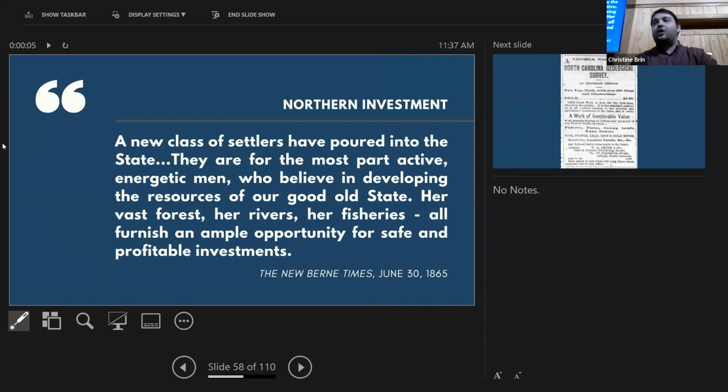Another new development, almost as soon as the Civil War is over, is northern investment in North Carolina's commercial fishing industry. "A new class of settlers have poured into the state. They are, for the most part, active, energetic men who believe in developing the resources of our good old state. Her vast forests, her rivers, her fisheries, all furnish an ample opportunity for safe and profitable investments." So North Carolina wanted northern investment to help the state recover from the devastation of the Civil War.